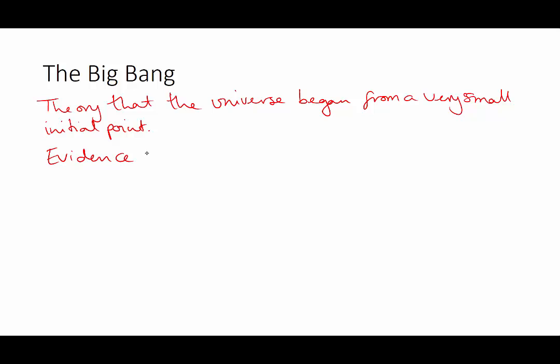So the two key pieces of evidence you need to know about. The first one is redshift that we've already discussed, which tells us that the galaxies are moving apart. And the second one is the CMBR, which stands for cosmic microwave background radiation. And that's just the energy left over from the Big Bang.